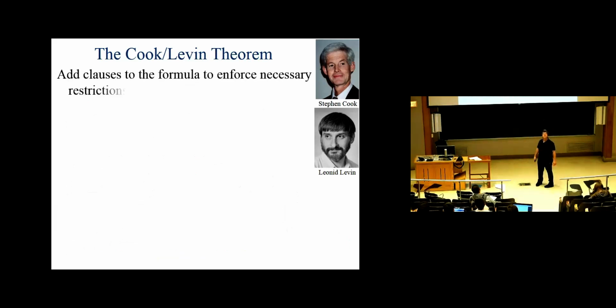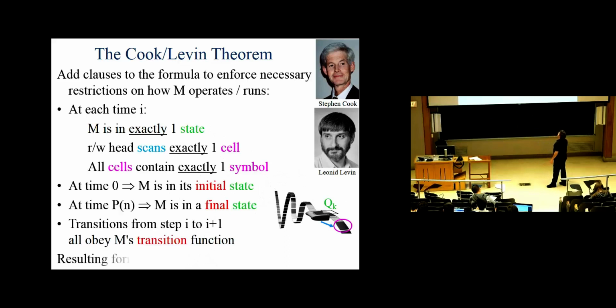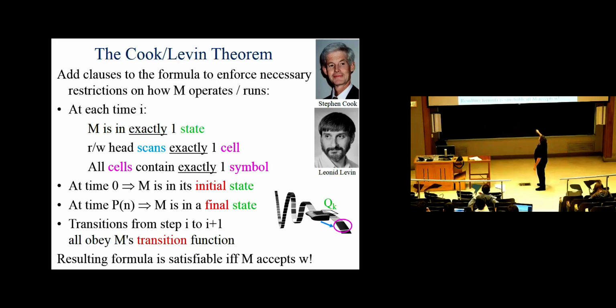But having these variables is not enough. You've got to connect them in the right way. And the way to connect them, for every time step I, you want to say the machine is in exactly one state. So only one of the state variables had better be true at time I, and the others had better be false, because the machine cannot be in multiple states at time I, non-deterministically, just in one state. The read-write head can only scan one cell at a time. The read-write head cannot scan 17 different cells at the same time.